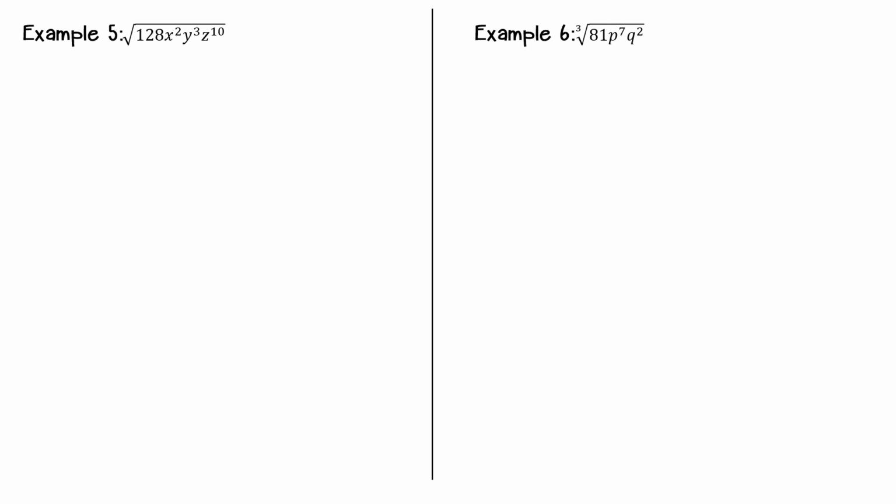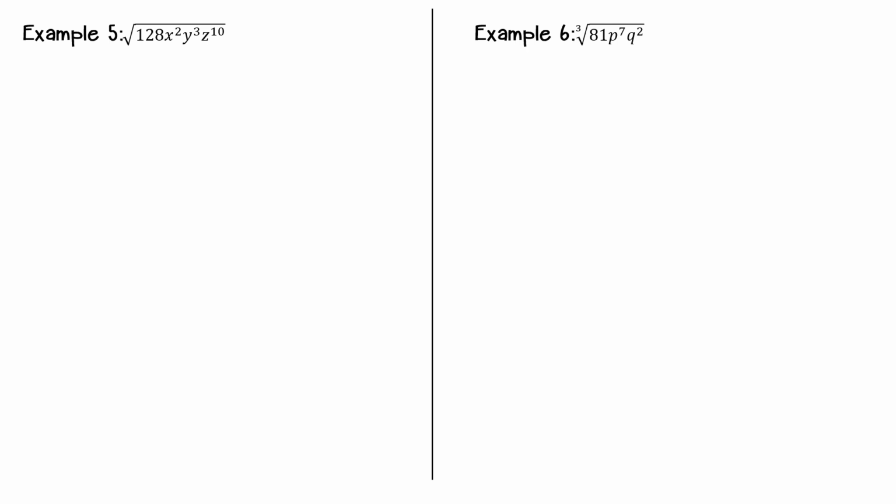So for example 5 and 6, we're going to look at simplifying radicals that also have variables. So we're going to approach these the same way. We're either going to look for couples or triples, depending on if it's a square root or a cubed root problem. And for the variables, we're going to do the same thing. Just look for pairs of variables or triples of the variables. And I'll show you that at the end.